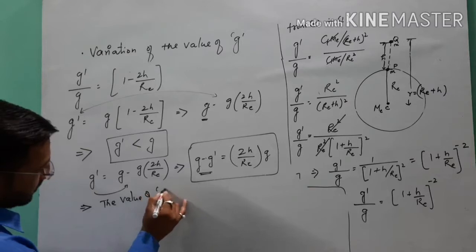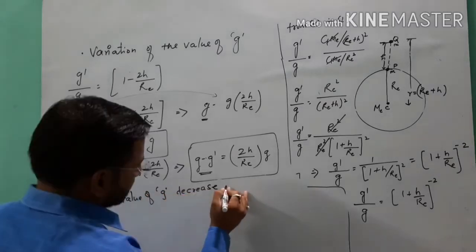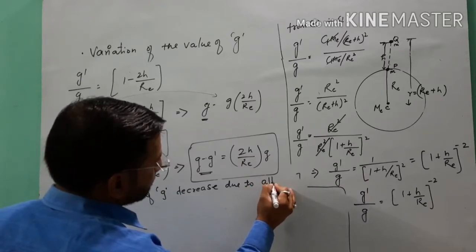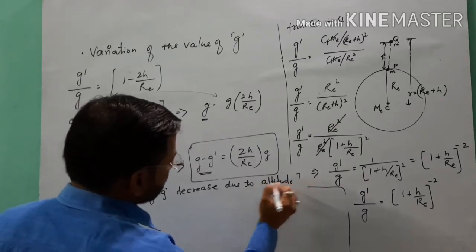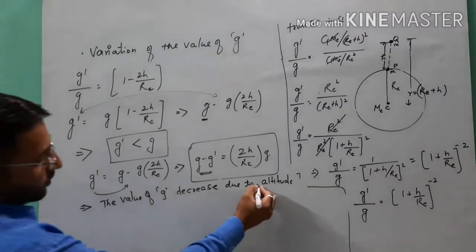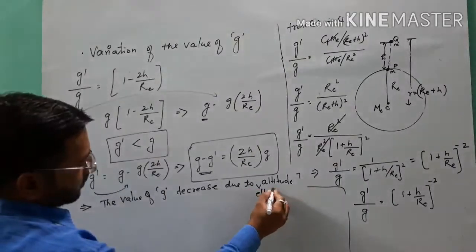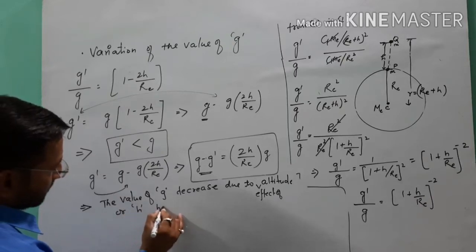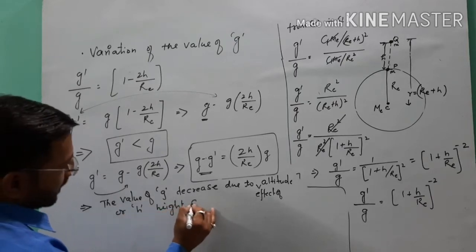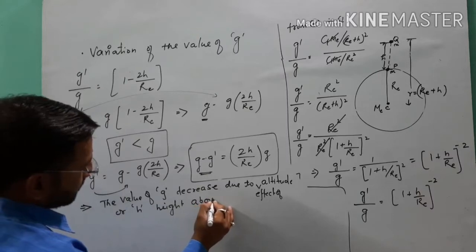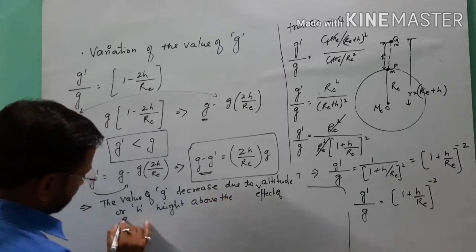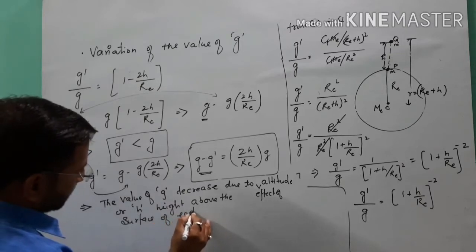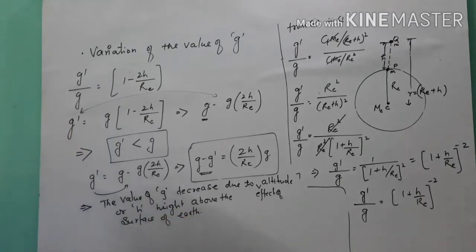The value of small g decreases due to the effect of altitude, or h height above the surface of Earth. Point clear? So note it.